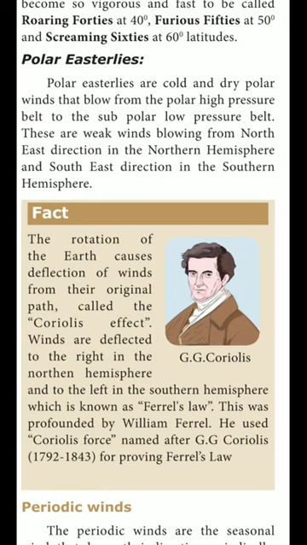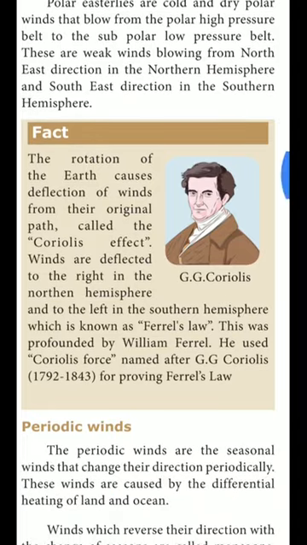So what do you mean by Ferrel's law? The deflection of the wind to the right in the northern hemisphere and to the left in the southern hemisphere is known as Ferrel's law. This was propounded by William Ferrel, so it is named Ferrel's law. He used the Coriolis force, named after G.G. Coriolis, 1792 to 1843, for proving Ferrel's law.